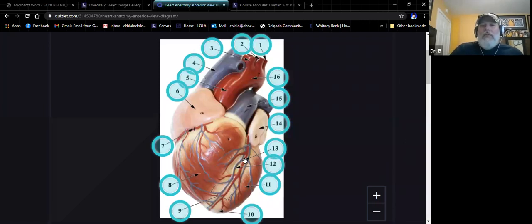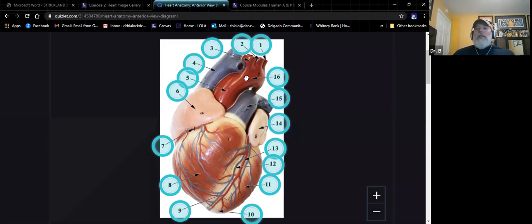This part of the aorta right here is the ascending aorta. Why? Because it's going up. Then it's going to curve over the top. Guess what? As it curves over the top, it's arching over like this, so it becomes the aortic arch. And then when it gets down behind the heart and starts going down, it's going to be the descending aorta. Then it's going to move through the thoracic region. It's going to be the thoracic aorta.